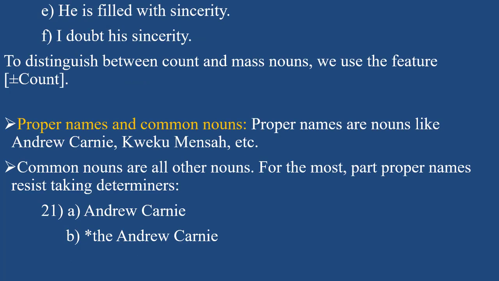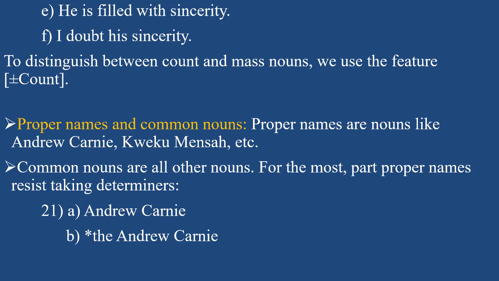He is filled with sincerity. I doubt his sincerity. Distinguish between count and mass nouns; we use the feature plus or minus count. Proper names and common nouns. Proper names are nouns like Andrew Carnegie, for example. We're talking about the names of a person, Muhammad or John, or any name. So these are proper names.